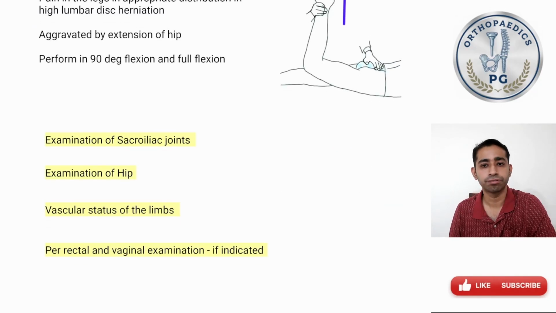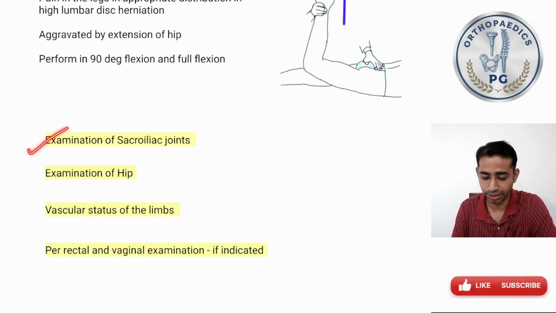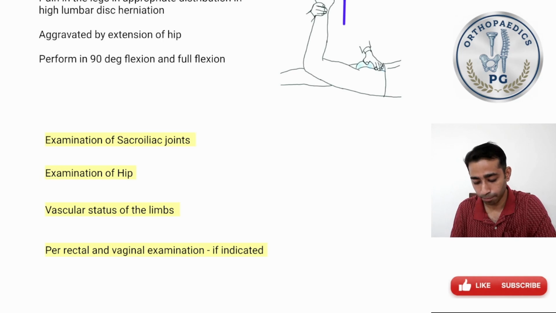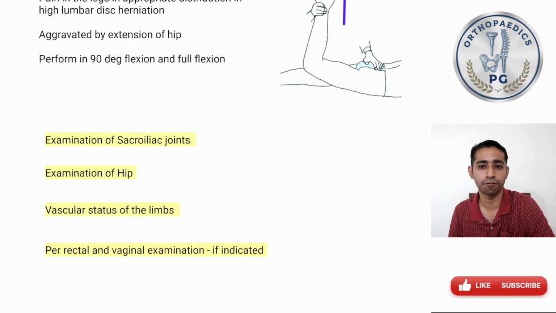Examination of the spine should be followed by examination of the sacroiliac joints, examination of the hip joints, vascular status of the limbs, and per rectal and vaginal examination in cases where it is indicated. So friends, in this video we described the local examination of the spine. The neurological examination will be described in one of the subsequent videos.